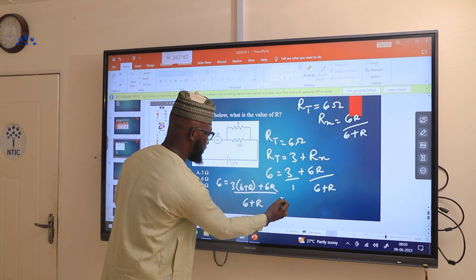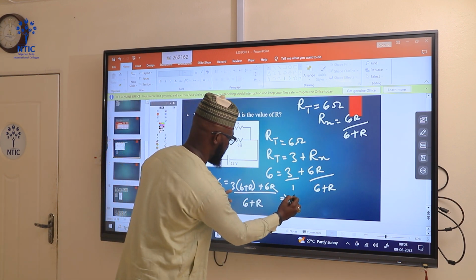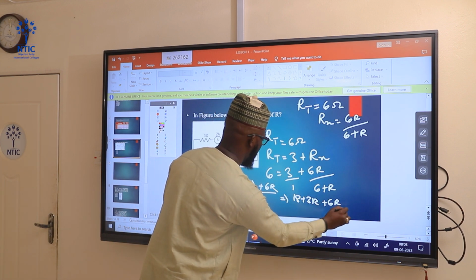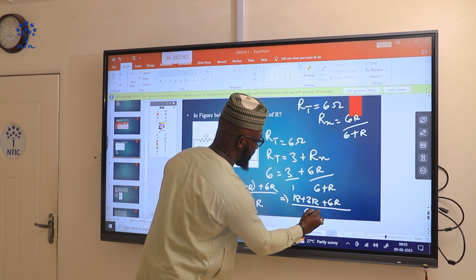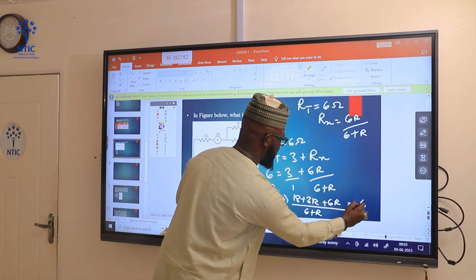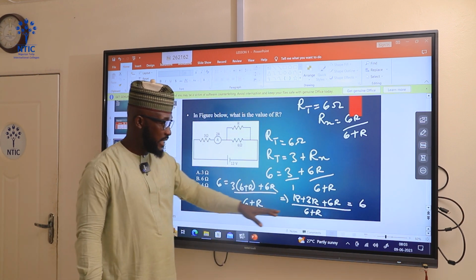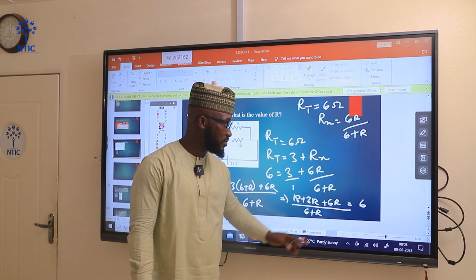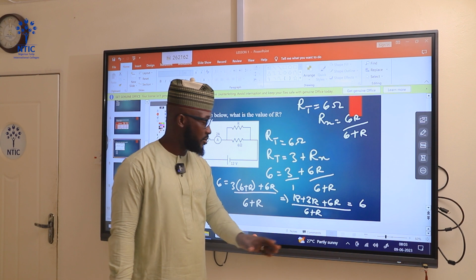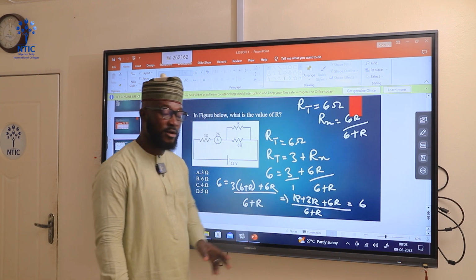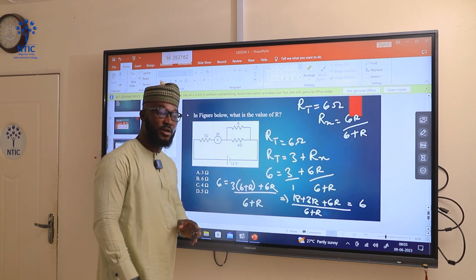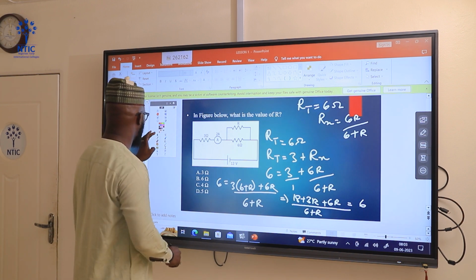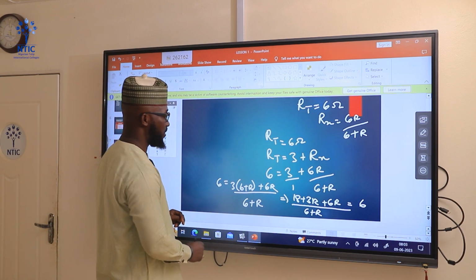So over here, we can just move on to say this is 18 plus 3R plus 6R all over 6 plus R equals 6. We can simply take like terms here. When we sum up this and that, we are going to have 9R. So we have 18 plus 9R over 6 plus R equals 6. So let's move to a new slide so we'll have enough space.